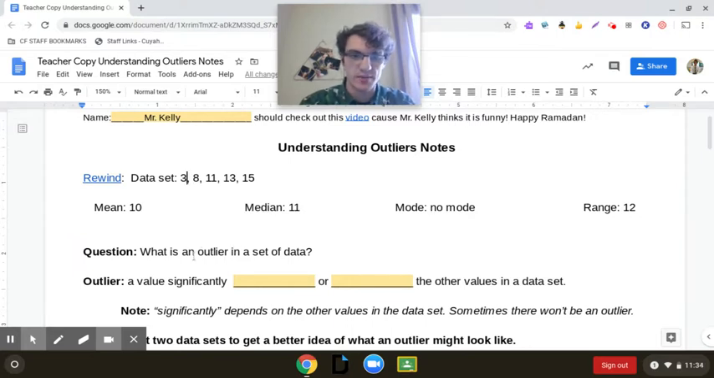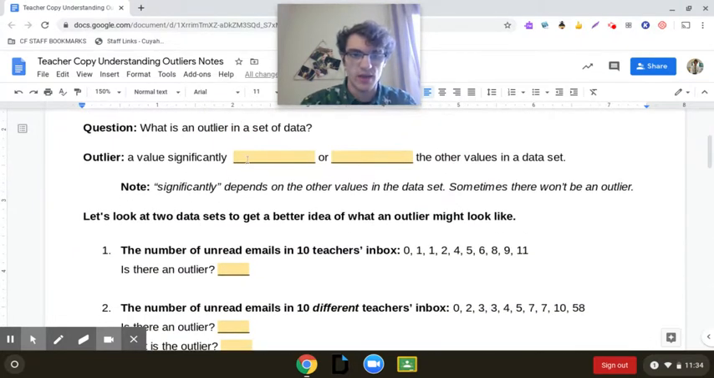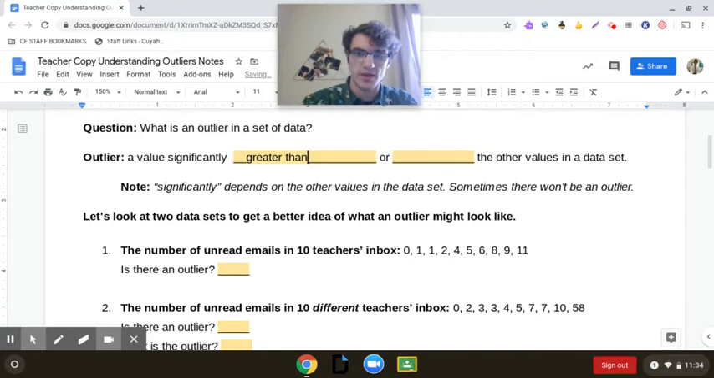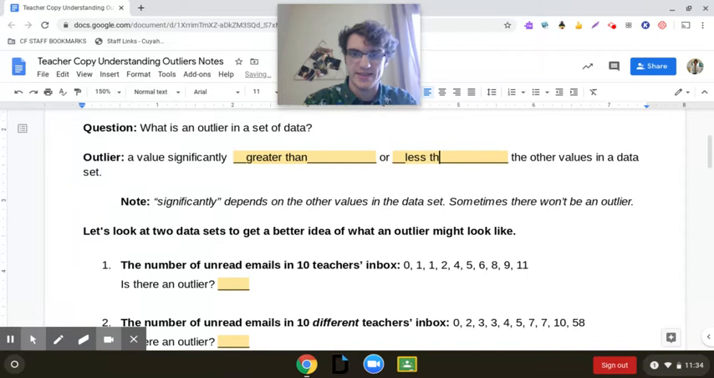Okay. Today we're going to be talking about what is an outlier. An outlier is a value significantly greater than, hopefully you have your notes open, or less than the other values in the data set. Significantly, this word here, depends on the other values in the data set. So it isn't just the greatest value.